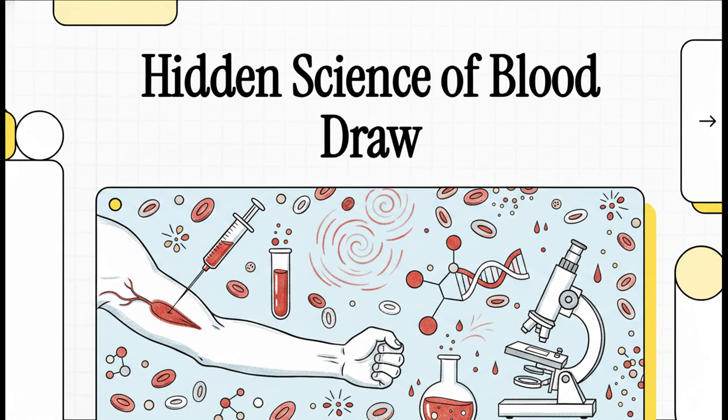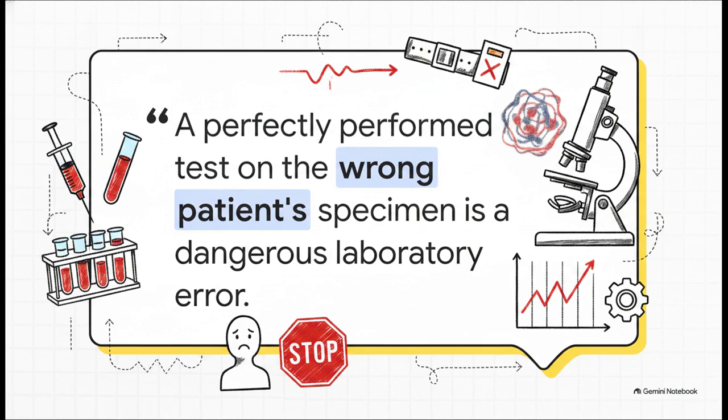alter your medical outcomes. Okay, let's dive right into this with a quote that pretty much sets the baseline for all medical testing. A perfectly performed test on the wrong patient's specimen is a dangerous laboratory error. I mean, really think about that for a second. You could literally have million-dollar lab equipment and the most advanced medical science in the world at your fingertips, but if the initial identification is botched, all of that technology means absolutely nothing. It's a terrifying thought, but it highlights exactly why there is so much strict science behind the collection process.